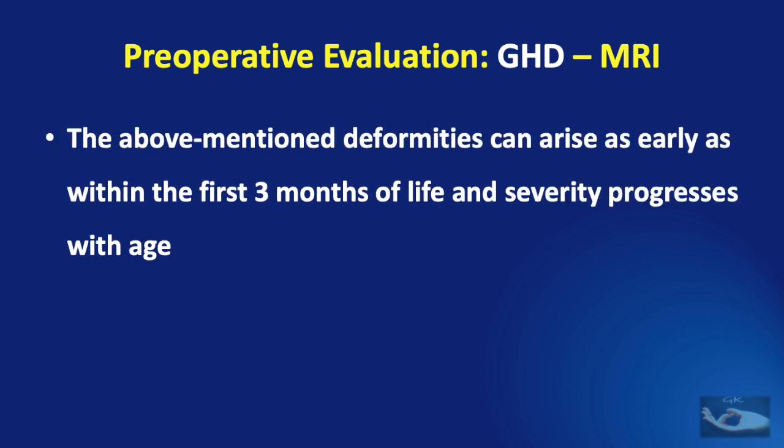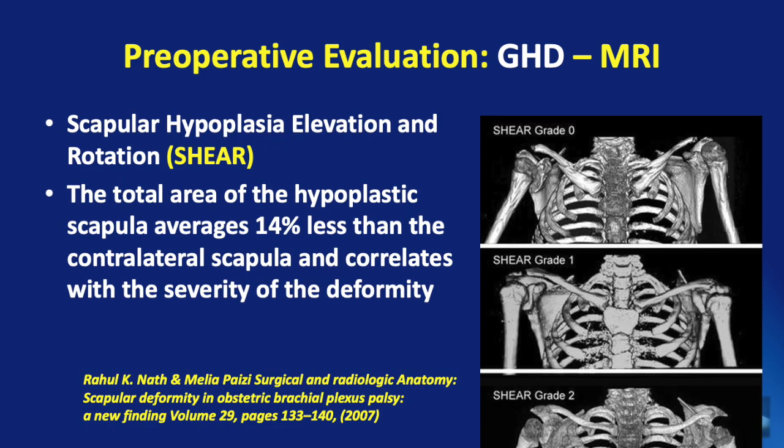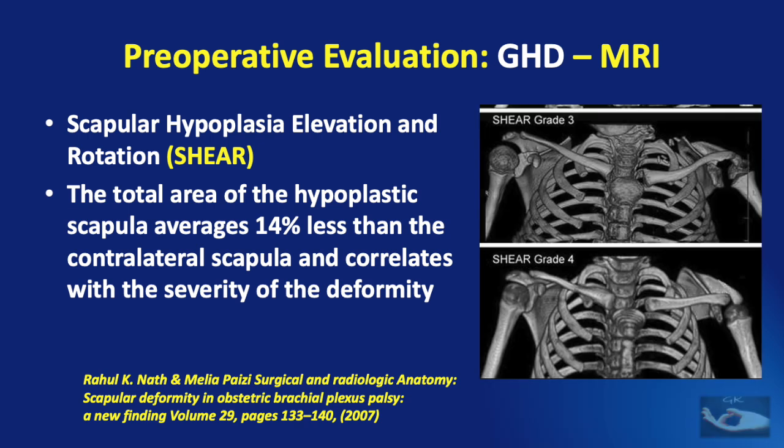We must note that the above mentioned deformities of the shoulder can arise as early as within the first 3 months of life, and severity progresses with age. Changes also occur in the scapula, which has been termed as scapular hypoplasia, elevation and rotation. The total area of the hypoplastic scapula averages 14% less than the contralateral scapula and correlates with the severity of the deformity. The deformity has been classified into 4 grades.